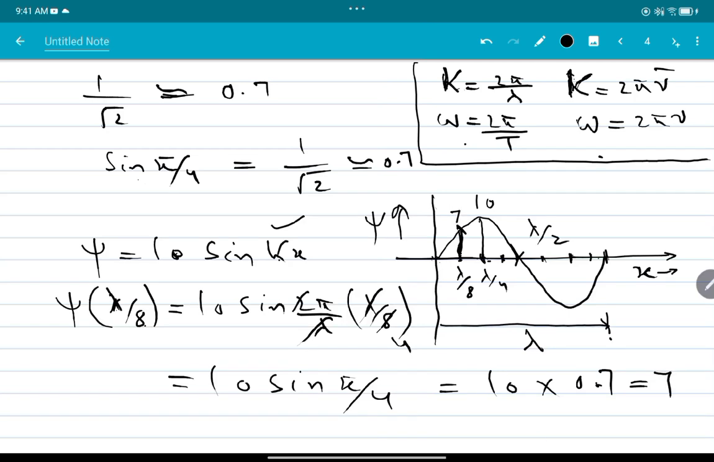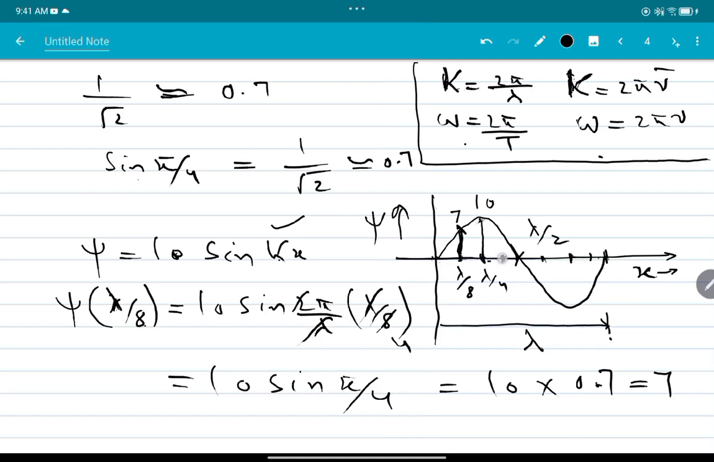What do we learn from this? We learn that a sinusoidal wave rises to a value of 70% of its peak value in lambda by 8. And in the next lambda by 8, it does not rise that much. It rises only by 30% because perhaps it is tired. Its rate of change falls. And then when it falls, at 1 lambda by 8, its value was 7.